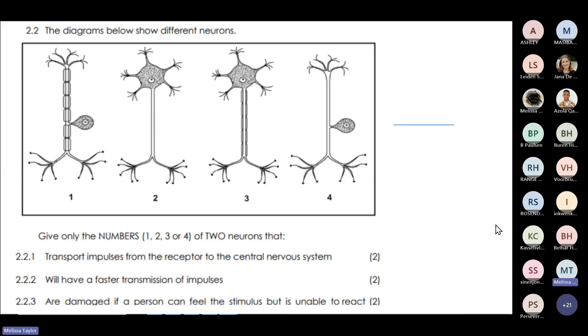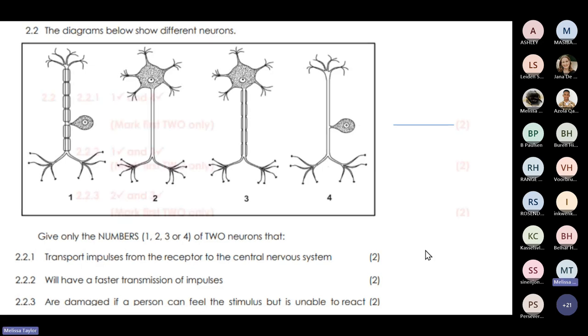Well done, Perseverance. That's amazing. I'm sure there are other schools that are also getting them right. They may be just a little shy to put their answers in the chat. But just for the other schools that may have missed it, question two's answer is number one and number three, and question three's answer is number two and number three. So well done there, Perseverance.